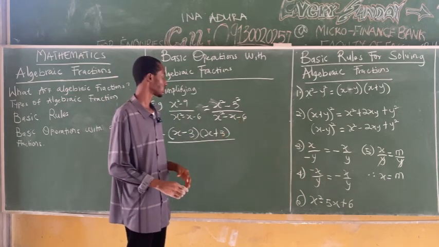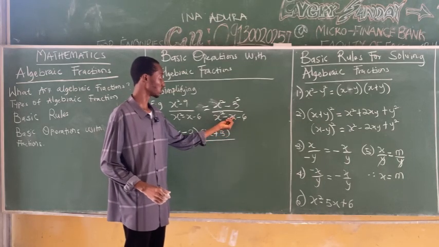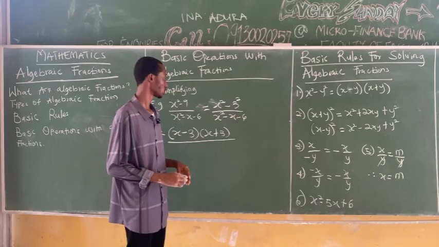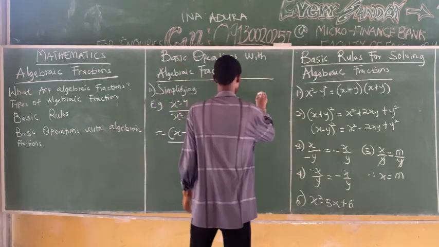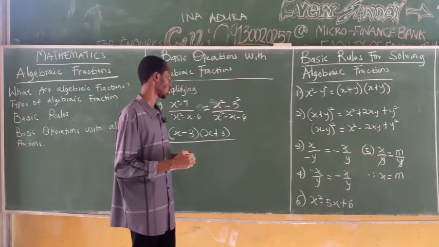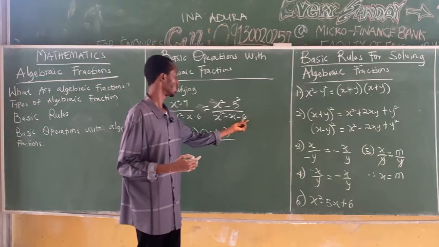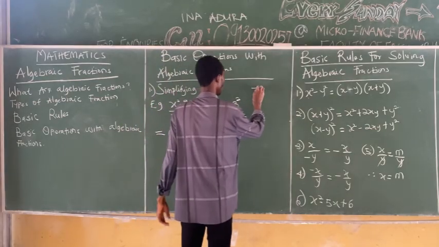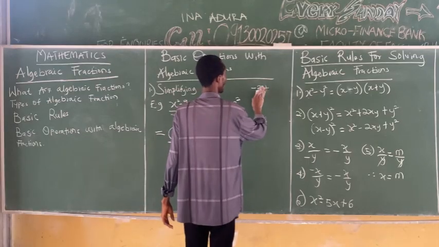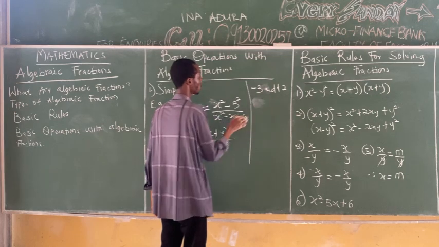Let's factorize it. Like I said, you find two numbers that when you add them together give us this, and when you multiply them, it gives us this. So let's try two numbers that when you add them together give us 1, and when you multiply them give us this. So let's try minus 3 and plus 2. Let's check if this satisfies the condition.